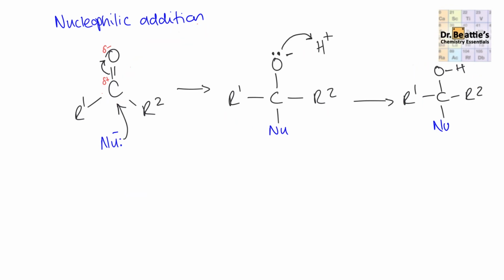Both the addition of cyanide and hydride follow the same generic mechanism that we've just looked at. But we're going to look at each one individually and just talk about some key features. So the first one we're going to look at is cyanide. Cyanide as a nucleophile is this particular nucleophile here.